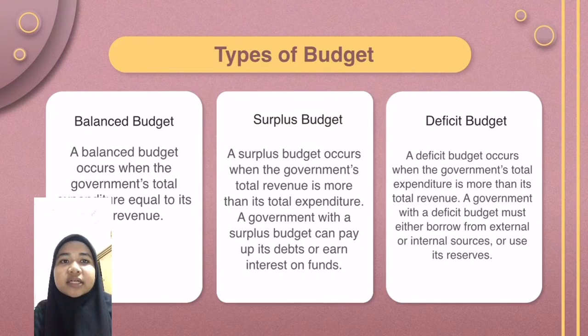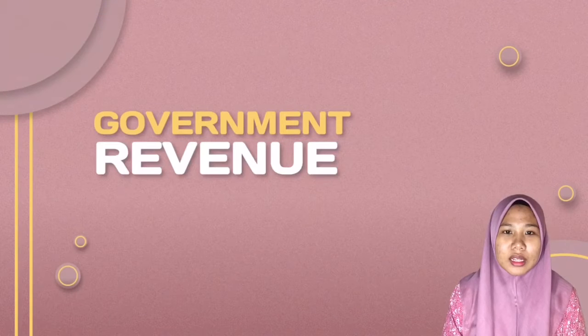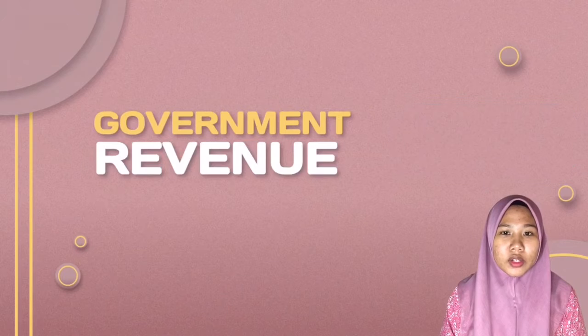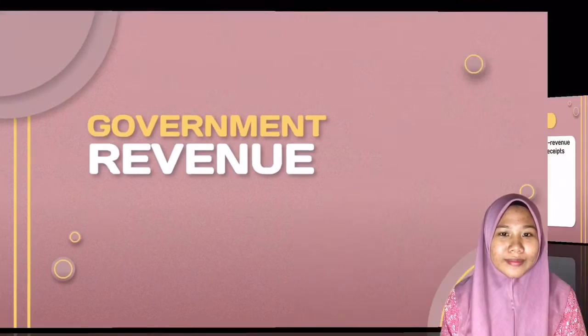Deficit budget. A deficit budget occurs when the government's total expenditure is more than the total revenue. A government with a deficit budget must either borrow from external or internal sources or use its reserve. Government revenue. A government can obtain revenue from many sources. There are two major ways in which a government can obtain revenue.